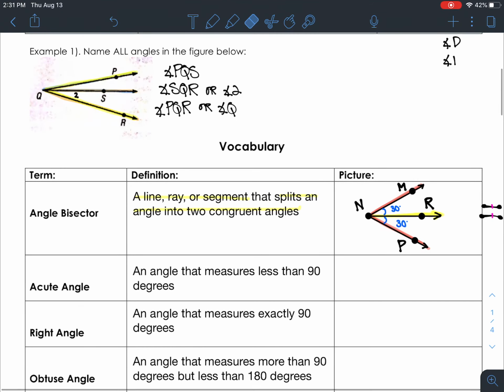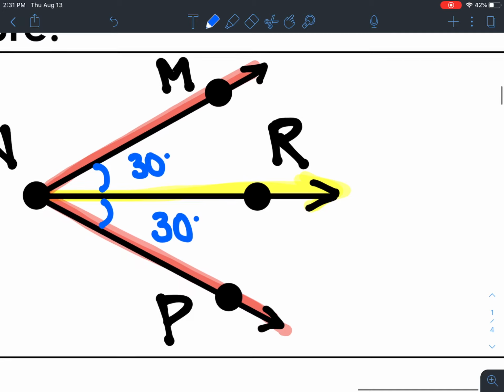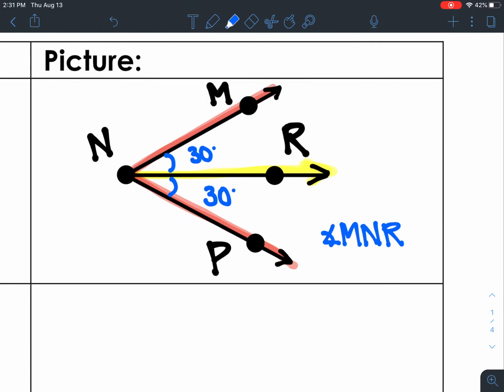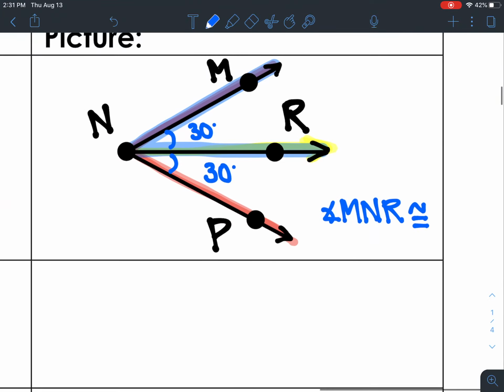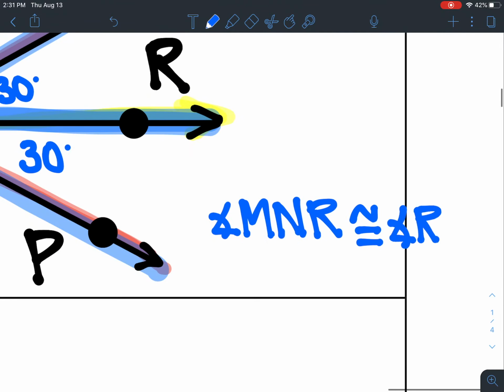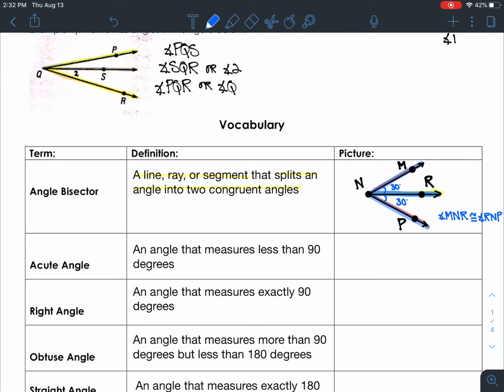Now, if I wanted to write out that those two angles were congruent, we're using that same notation of the equal sign with the squiggle on top. So I could state angle MNR, which is this angle right here, is congruent, using that little equal sign with the squiggle on top, to angle RNP. So two different ways of writing out that those angles are congruent.